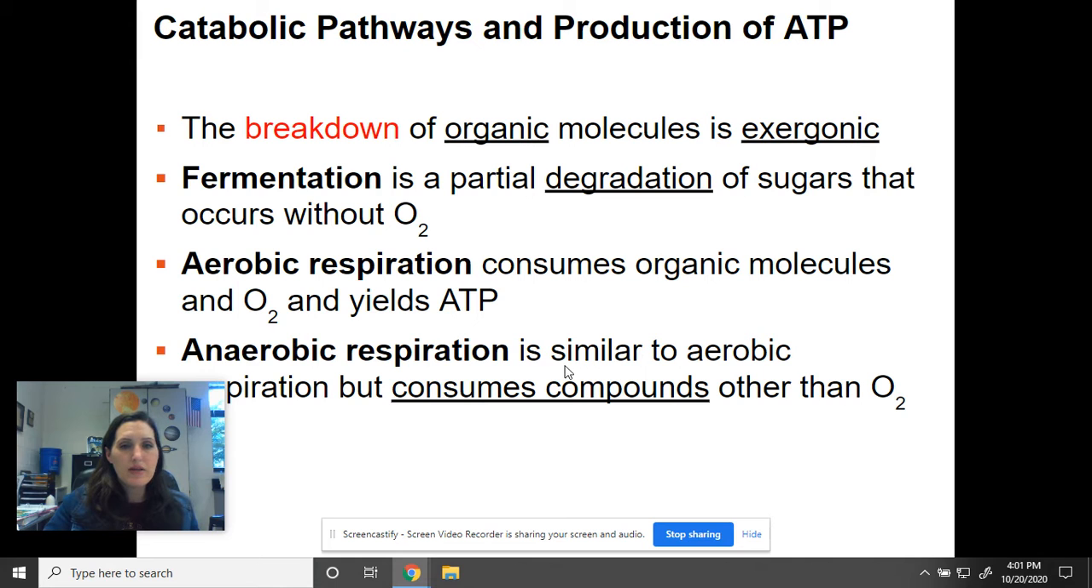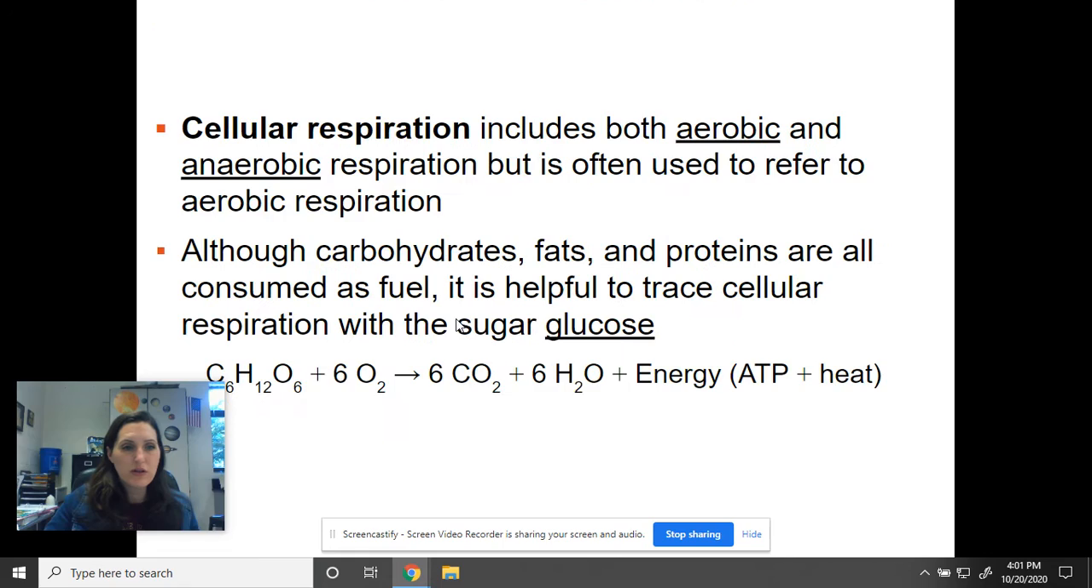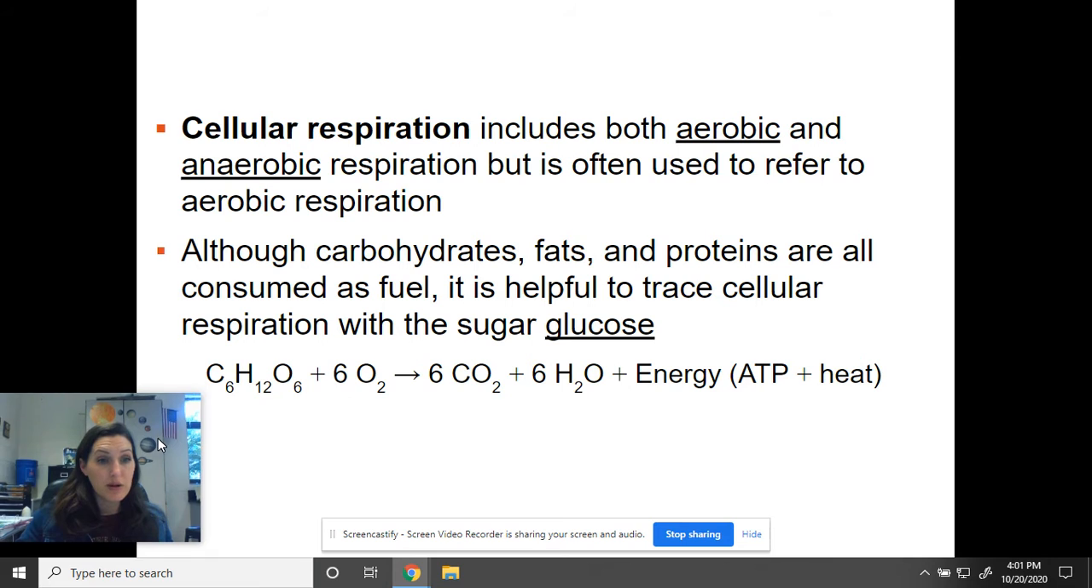Then anaerobic is similar to aerobic, but it consumes compounds other than oxygen. All right, cellular respiration is actually both aerobic and anaerobic, but we're really going to call it aerobic respiration. So there are parts that are anaerobic, but the whole process uses oxygen, so it's really referred to as aerobic respiration.